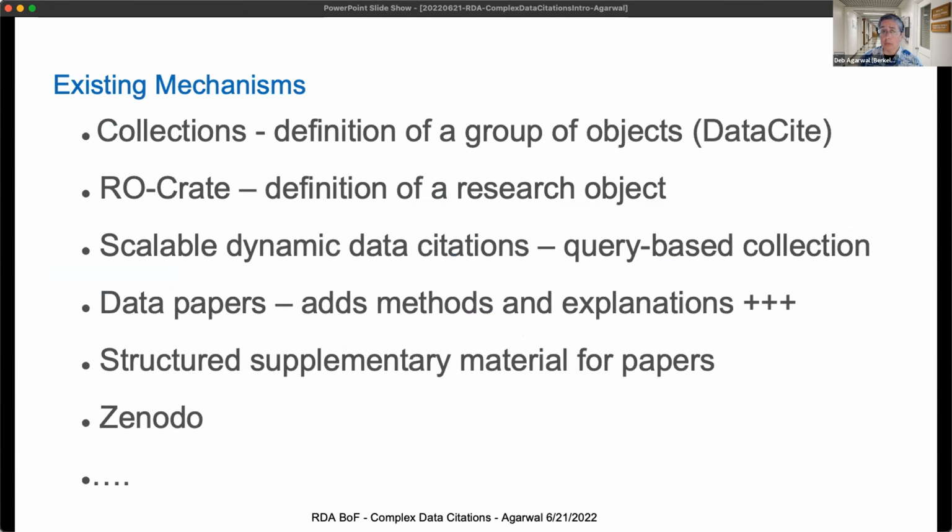So the existing mechanisms that we looked at, they're everything from the collections, the RO crates, the dynamic data citations, making data papers, thinking about whether it makes sense to just have structured supplementary materials, right? Since everybody's pushing us to the supplementary materials, maybe the right answer is to just structure that. Zenodo has been doing some work in this space. And I know there's lots of things that we missed, but these were some of the big ones that occurred to us and participated in our meetings.